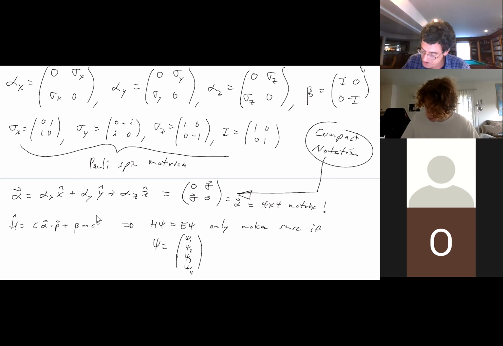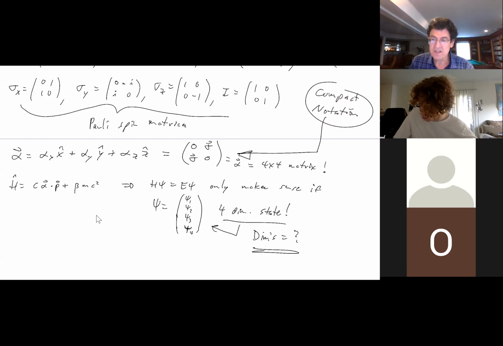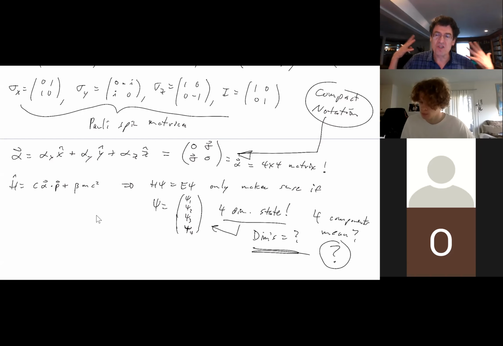And this is not the famous 4 vector of special relativity. This is a different 4-dimensional vector. So this is a 4-dimensional state. But what are the dimensions? What do these 4 components mean? It's not obvious. It's not obvious at all. What do the 4 components mean? It's a big question mark. Dirac did not know. He just did the math. You see, this just falls out of the math.